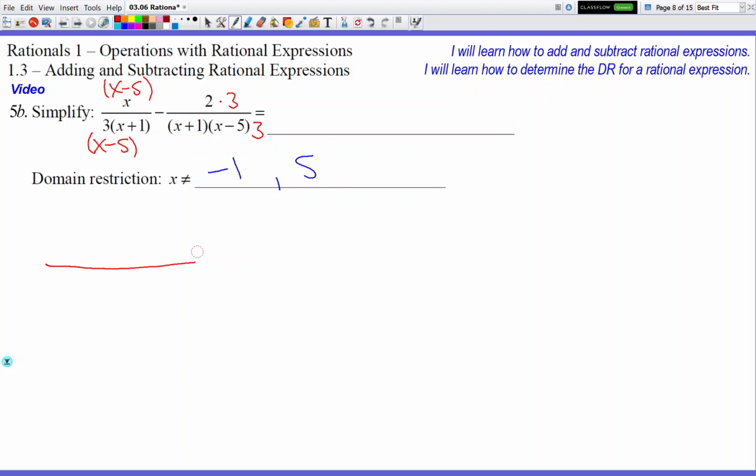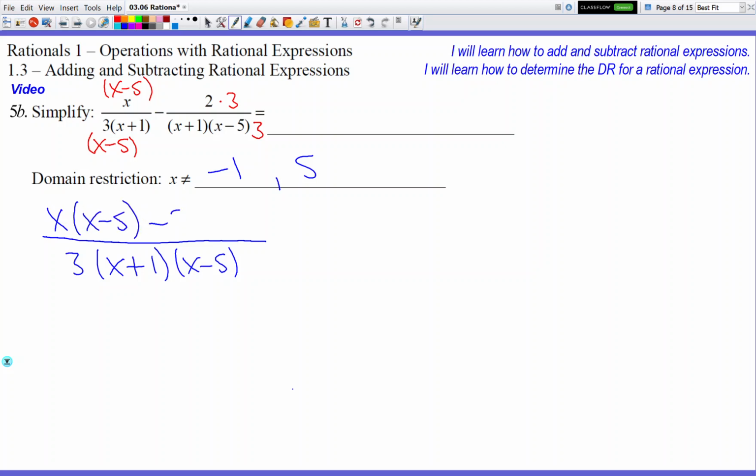So, oops, wrong color. I want to go back to blue. So we're going to make one big fraction with everybody's matching denominator. So we got a 3, we got an x plus 1, and we have an x minus 5. So that's everybody's matching denominator. And then we have x times x minus 5 on top, and then minus 2 times 3. Okay? All right, so let's start playing with these numbers.